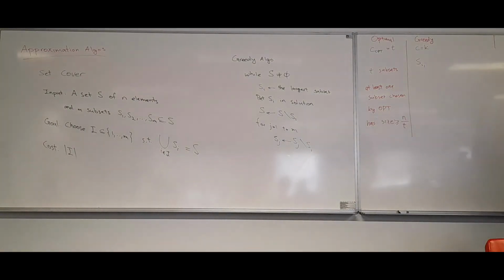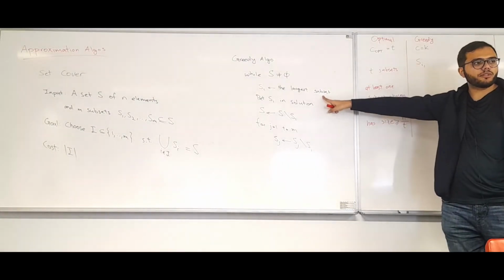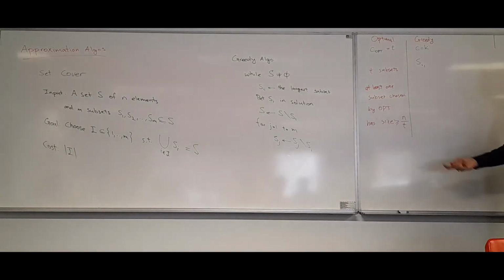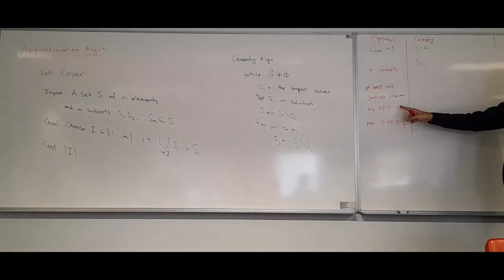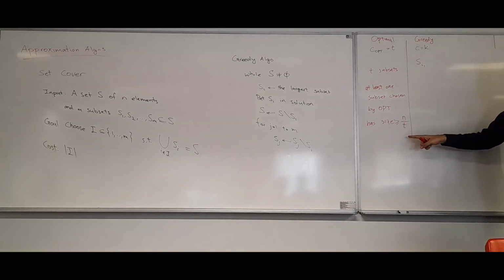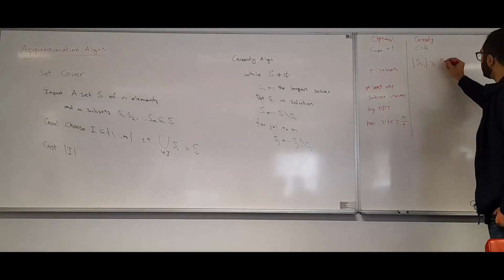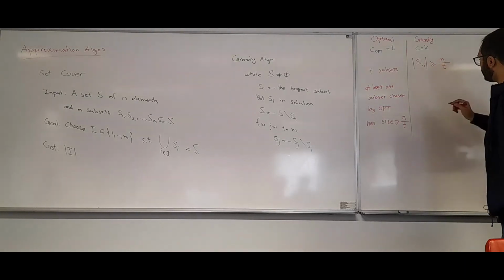Okay, but what am I doing in my greedy algorithm? I'm taking the largest possible set, right? So SI1 was the largest possible subset that I could take in the first iteration of my while. And I know that there is one subset among the subsets that the optimal algorithm took that had this size. So my largest subset should also have at least this size. So SI1 is greater than or equal to n over T.